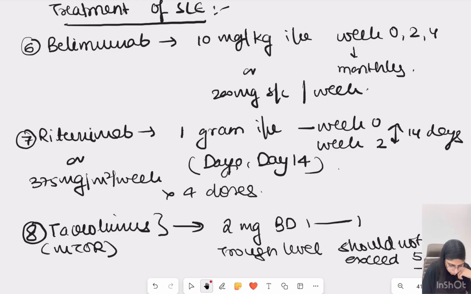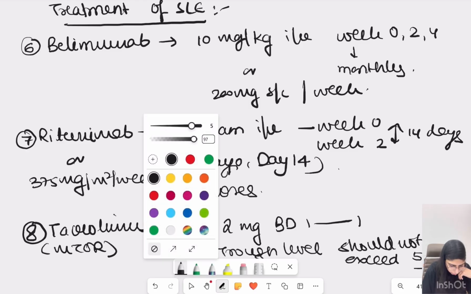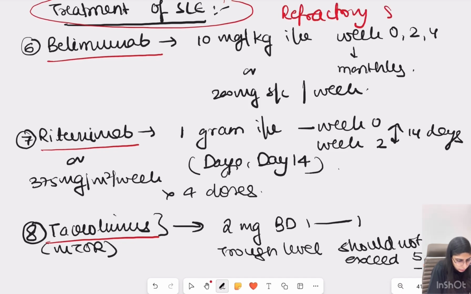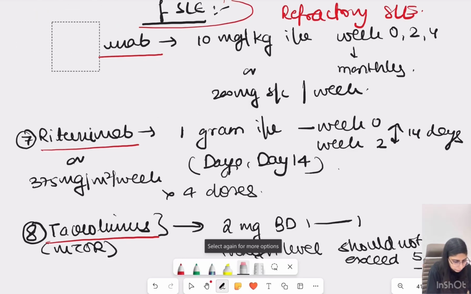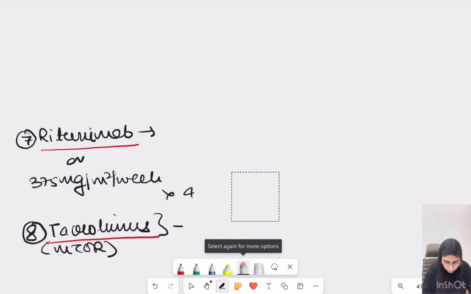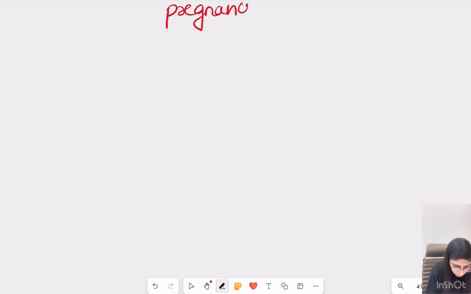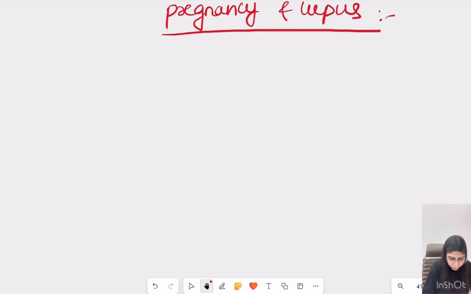Now moving on to pregnancy and lupus. So remember belimumab, rituximab, and tacrolimus. Remember this for refractory SLE. Okay. So if we talk about pregnancy and lupus, this is very, very important. Students, focus. Pregnancy and lupus.